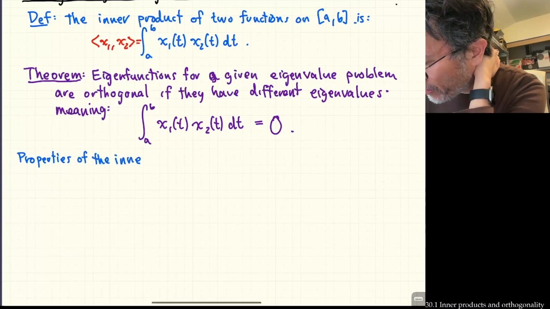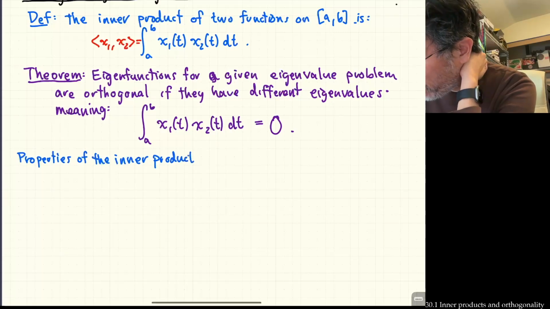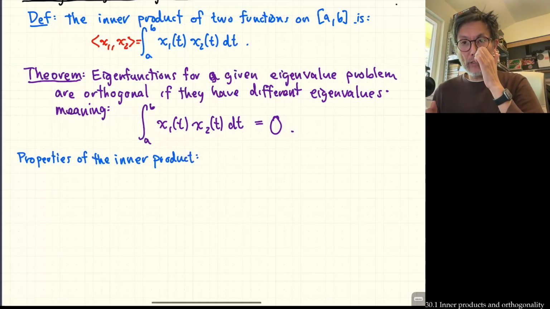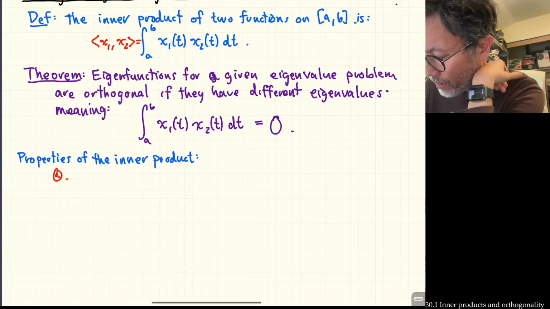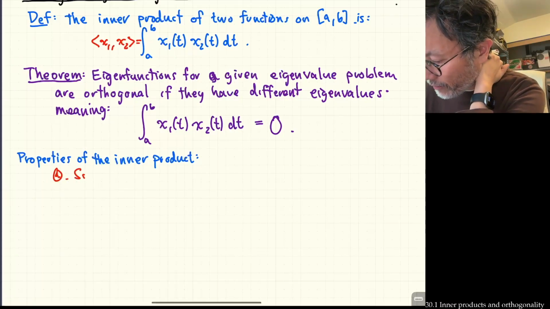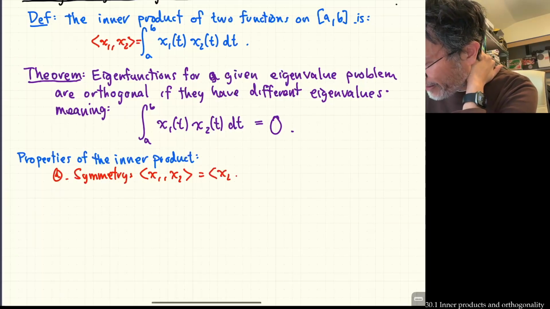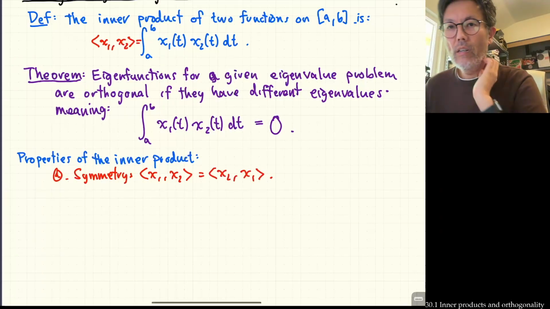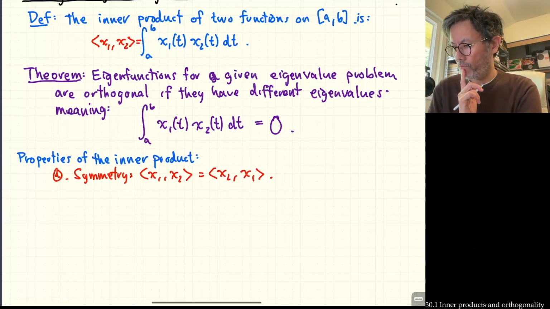All of these properties are trivial consequences of the definition. And if any of them are mysterious to you, please come talk to me because I'm more than happy to talk about them. So the first property, it's called symmetry. Symmetry means that it doesn't matter what order you take the inner product in, you get the same number out. For all functions x1, x2, you have this situation here.